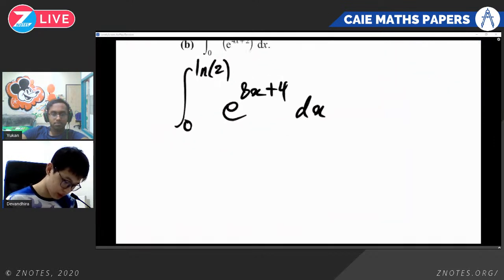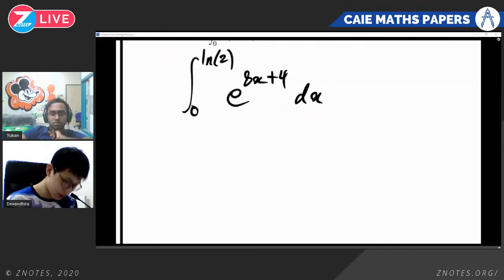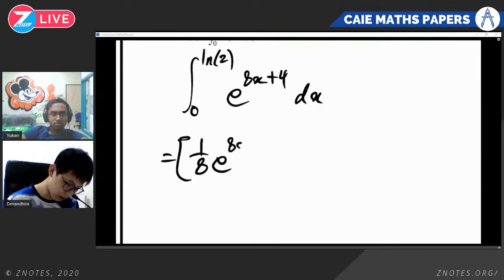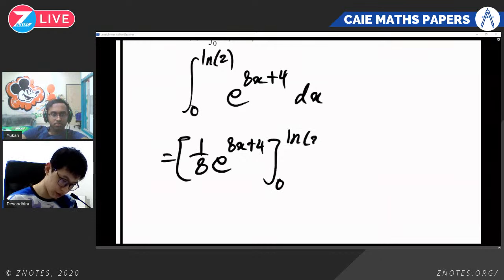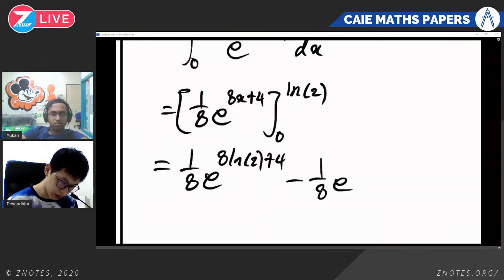Okay. And how can we integrate an e again? So by the chain rule again, we'll get the derivative of the top. You have to divide by it, which is just 8, because the derivative of 8x plus 4 is just 8, correct? Mm-hmm. Then we have e to the 8x plus 4, evaluated from 0 to ln 2. Okay, so let's do that. 1 over 8 e to the power of 8 ln 2 plus 4 minus 1 over 8 e to the power of 8 times 0 plus 4, which is just 4.